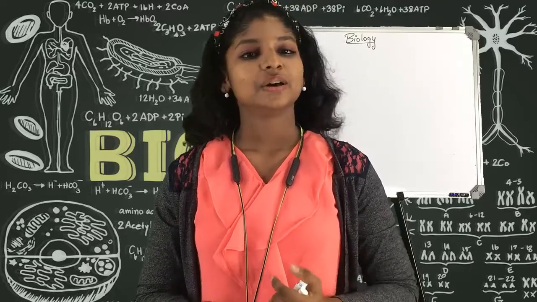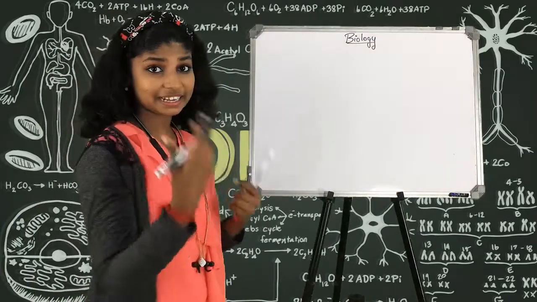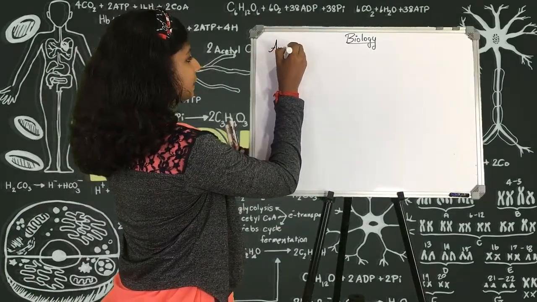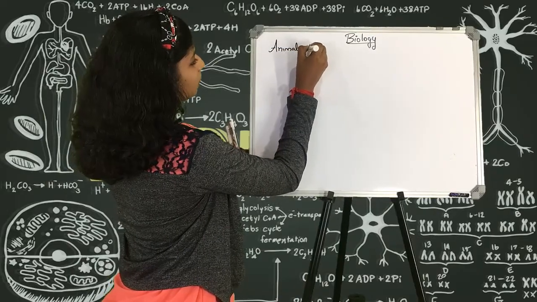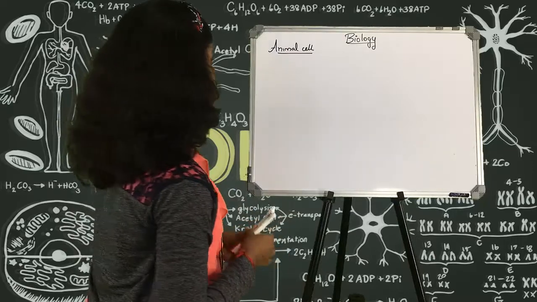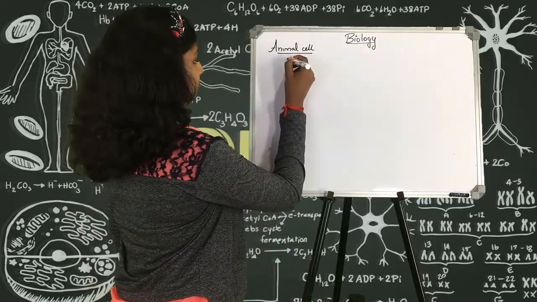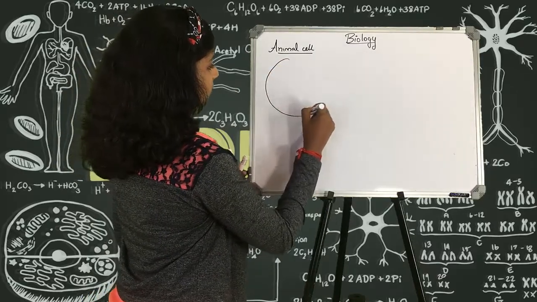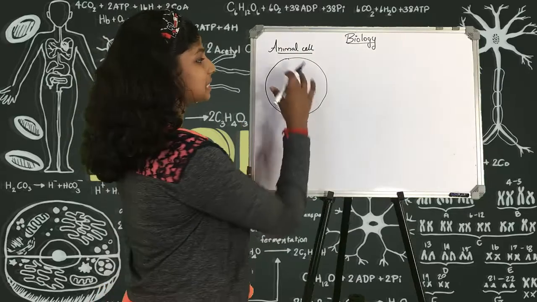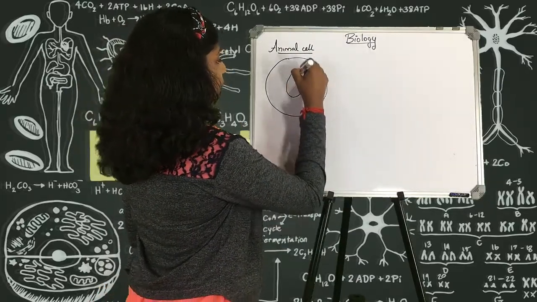Okay, well, we will be starting with the animal cell. Here we have the animal cell. Now I'll be drawing the structure of the animal cell. Directly we have the plasma membrane. Then we have the nucleus.